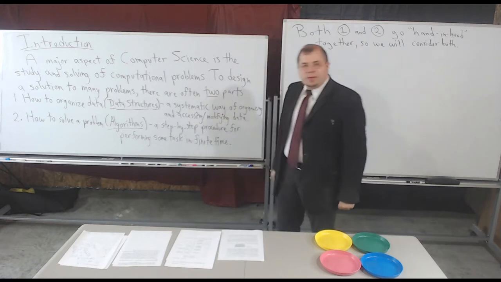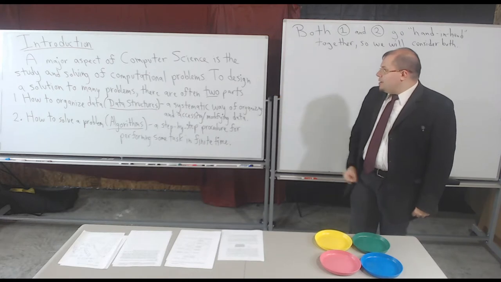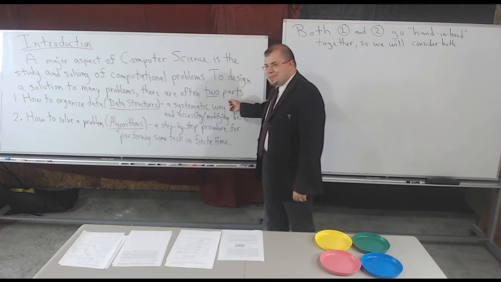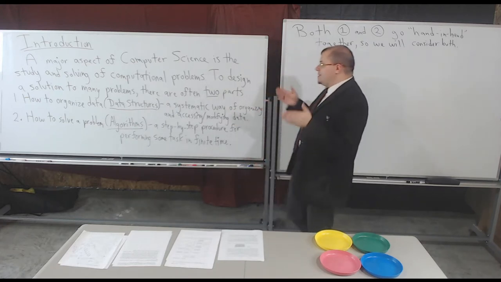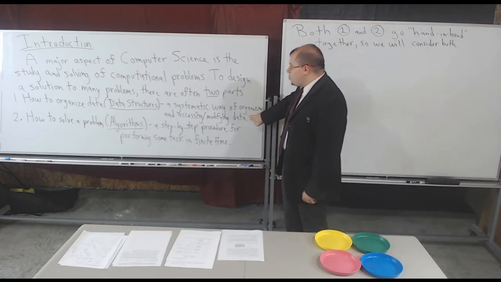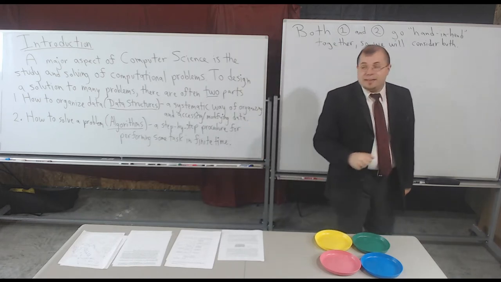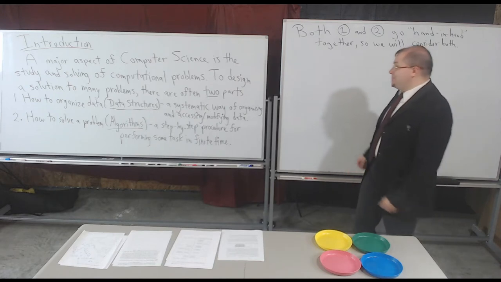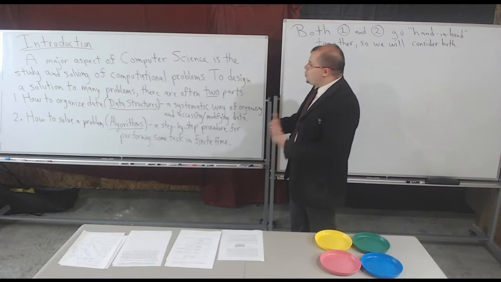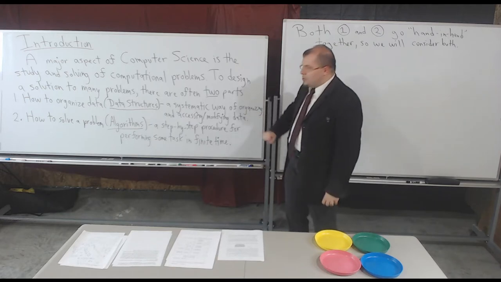So very often, this will come in two pieces. To design a solution for many types of problems, often there are two parts. The first is how you're going to organize the data which you're managing. A data structure, in the broad use of this term, is a systematic way of organizing and accessing or modifying data. Like I said, it's really broad. Some people will just stick to this kind of definition to keep it broad. I'll give you a working definition that we're going to use in this class, but be warned, some will use a broader definition like this.